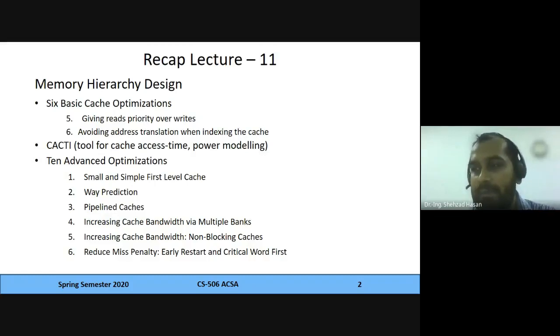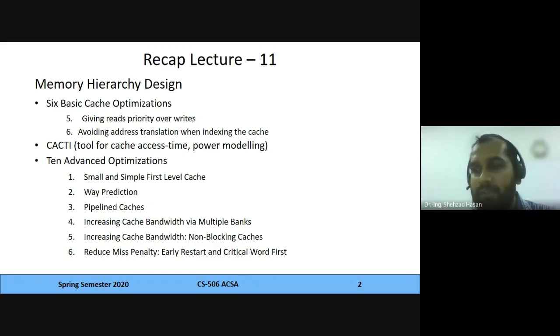Right. So the third optimization was to pipeline the cache accesses. The caches are not going to work in just one cycle. Rather, they are going to do their access in multiple cycles. This is going to make it easy for the complicated cache operation to be divided into different steps as well. And likewise, the cycle times can also be reduced.